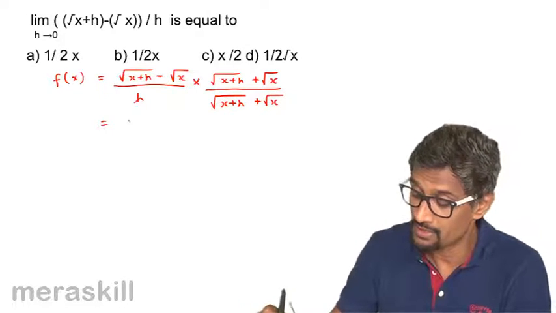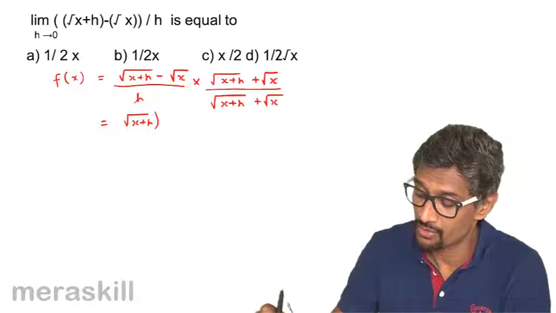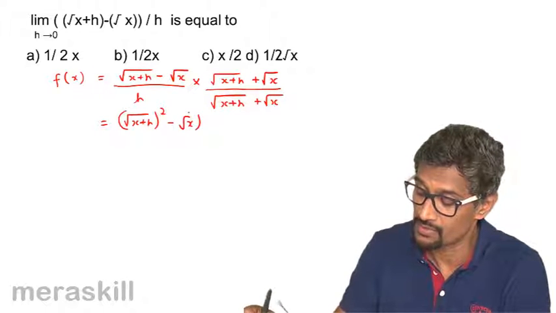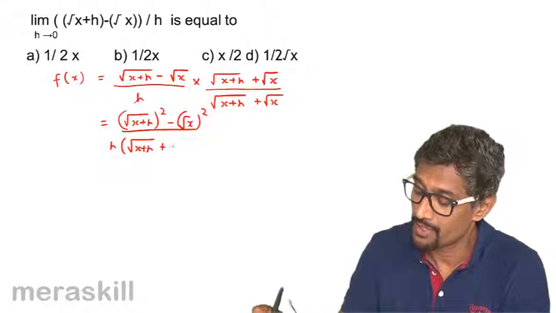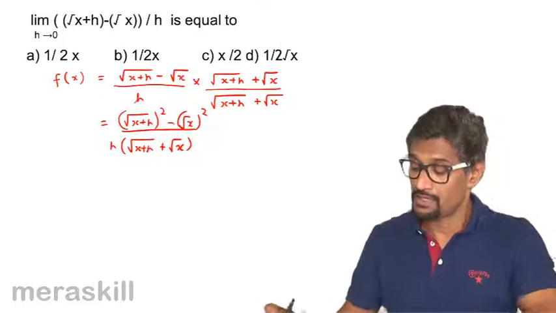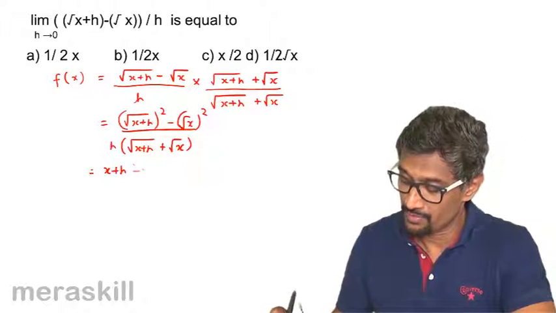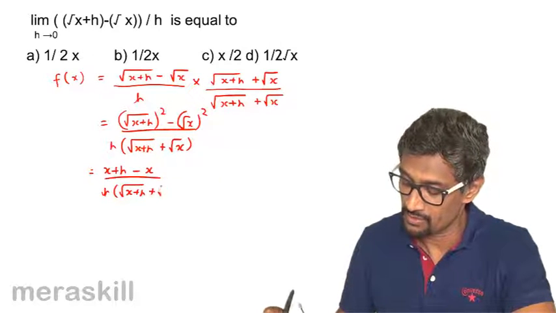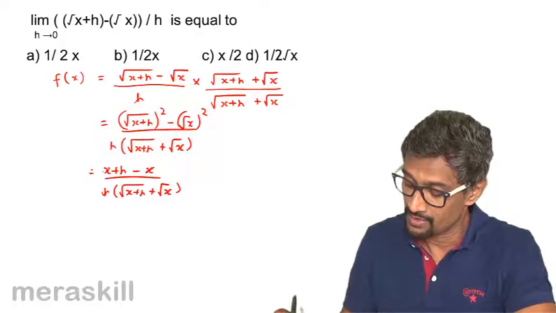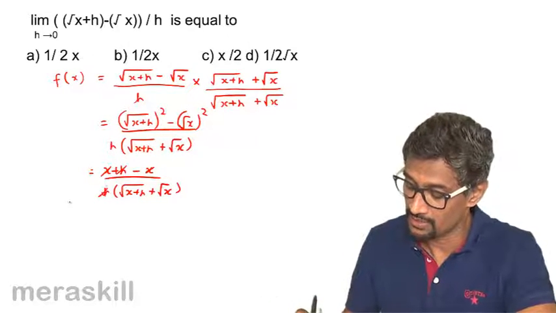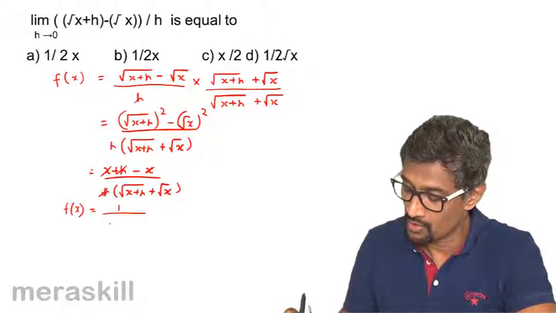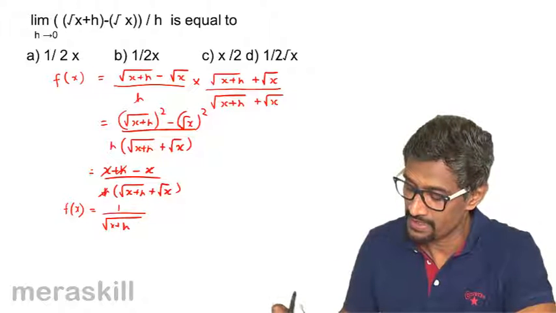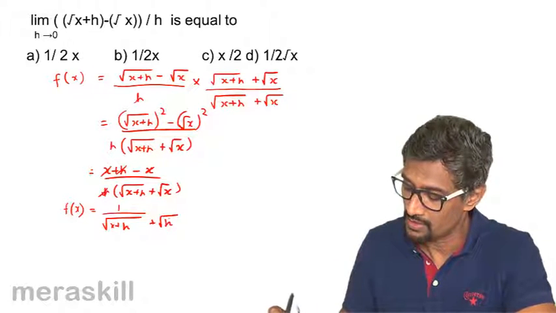Now this numerator will turn out to be root x plus h the whole square minus root x the whole square upon h into root x plus h plus root x. This turns out to be x plus h minus x upon h into root x plus h plus root x. Here these two get cancelled, even this h and this, so ultimately you end up getting f of x as 1 upon root of x plus h plus root x.